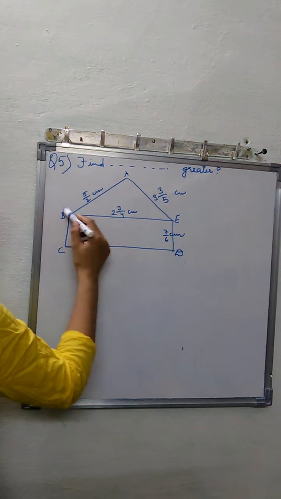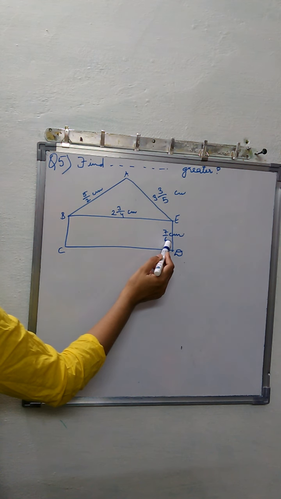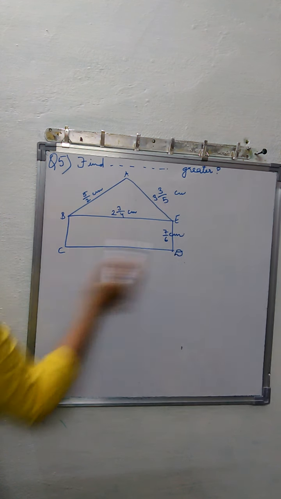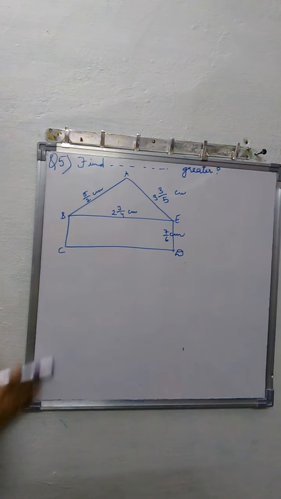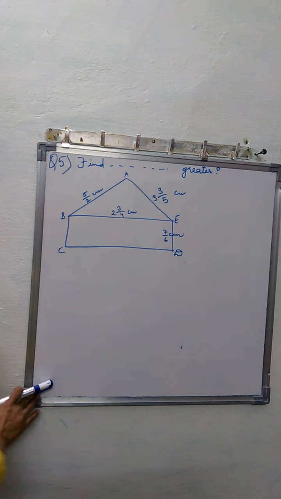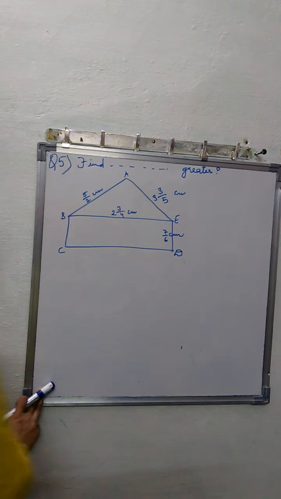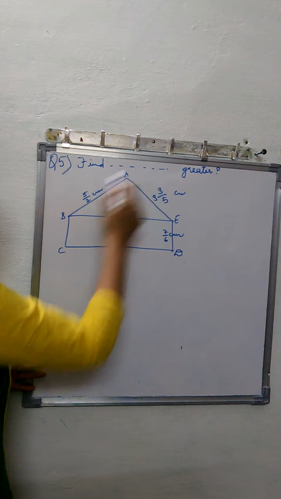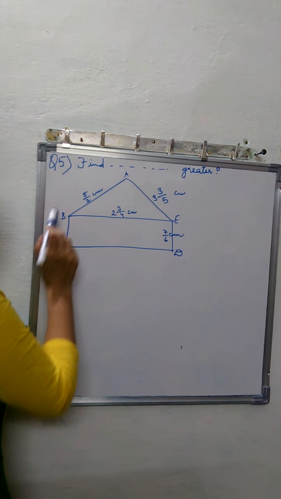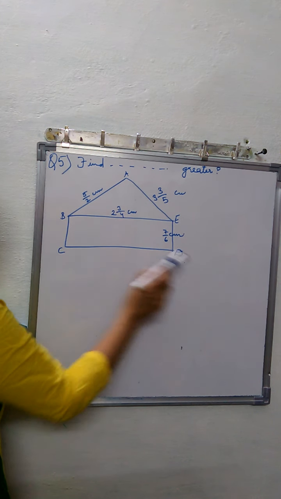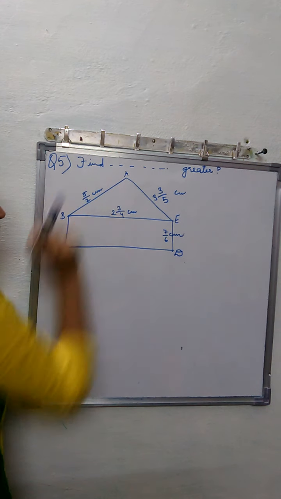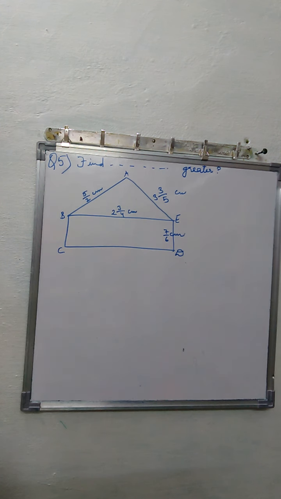This is the breadth, which is actually 7/6 centimeters, and this is the length, which is 2 and 3/4 centimeters. Now what we have to do is find the perimeters of triangle ABE, then the rectangle BCDE. So first we find the triangle, then we find the rectangle.